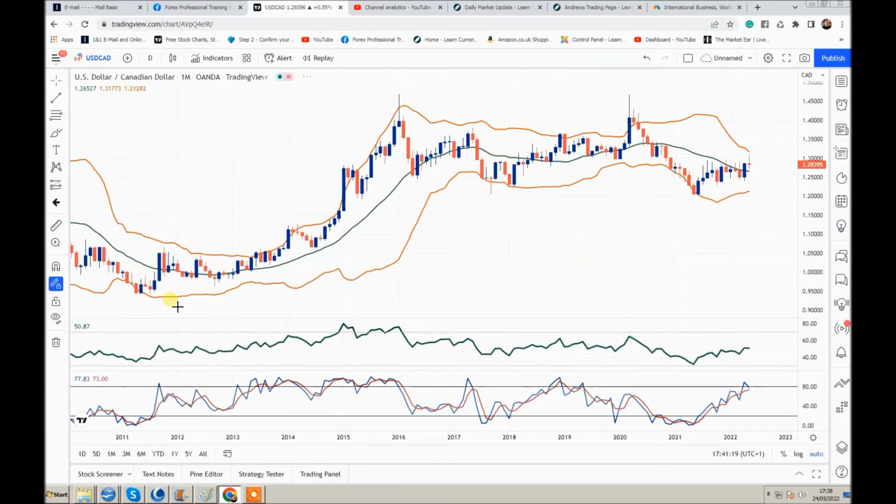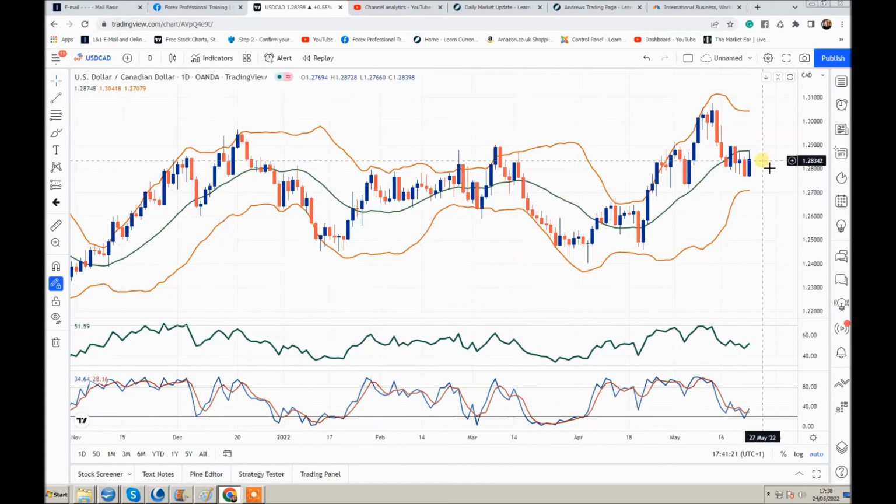Go to the daily chart. Yeah, it's come up above the 1.28 level. I'd like to see us run this mid-Bollinger Band, preferably obviously 1.29. I think we'll get above 1.29, we'll gain traction to the upside. But yeah, I'm just bullish of the USD.